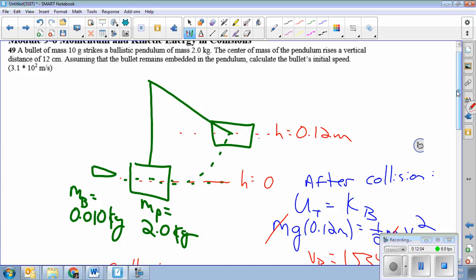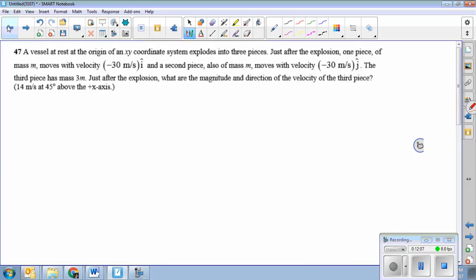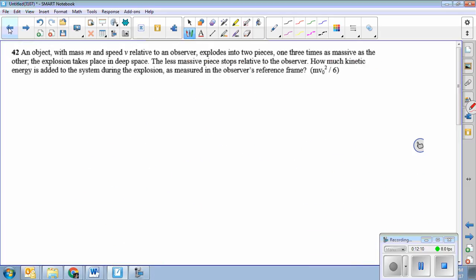42 and 44. Aha, ooh, this is a good one. I like this one. No numbers. Very AP testy. Okay, so here's the deal with number 42.